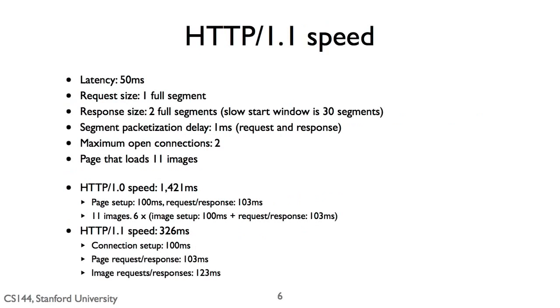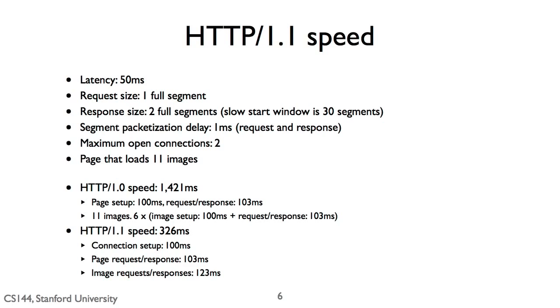Let's consider a more realistic case than before, where the packetization delay is only 1 millisecond and the page loads 11 images. Now, browsers today usually have more than 2 open connections, but they also load more than 11 resources on a typical page, so we'll just keep these numbers small for simplicity. We're going to use the same analysis we used when looking at HTTP 1.0 in the HTTP 1.0 video. The slow start window is big enough that we'll never hit congestion control.